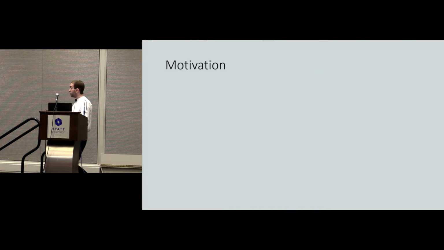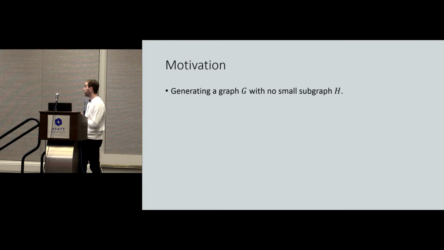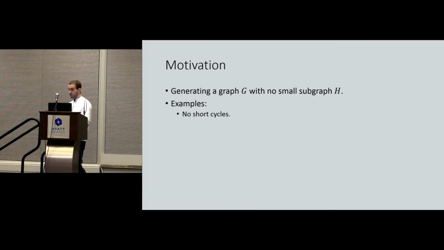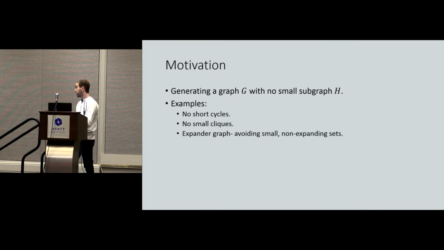So our motivation for this work comes from two different directions. The first one is generating a graph G with no small subgraph H. And many combinatorial objects can be described in this way. For example, a graph with no short cycles, a graph with no small cliques, expander graphs that avoid small non-expanding sets, and error-correcting codes that avoid stopping sets.